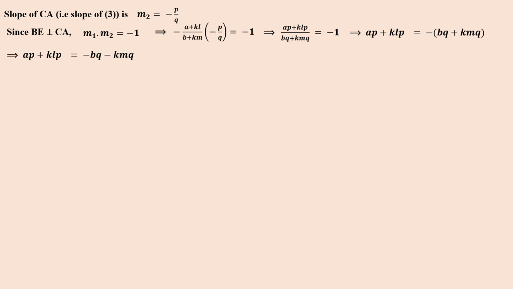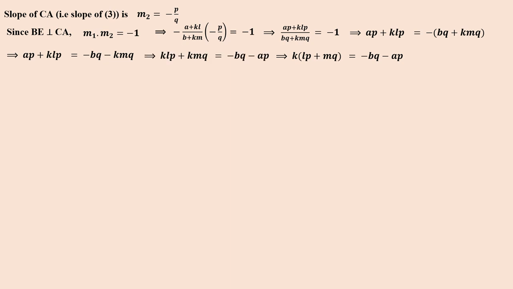So that is equal to AP + kLP = -BQ - kMQ. Now grouping k: taking that -kMQ to the left hand side, it becomes +kMQ. So k is common, take it outside: k(LP + MQ). Then bring that AP from the left hand side to the right hand side: -BQ - AP.